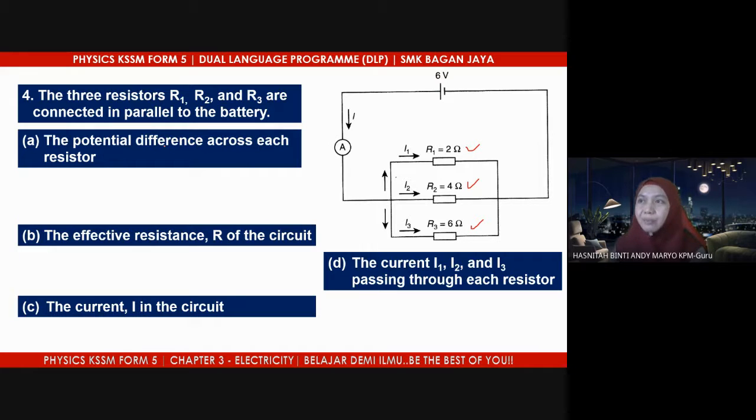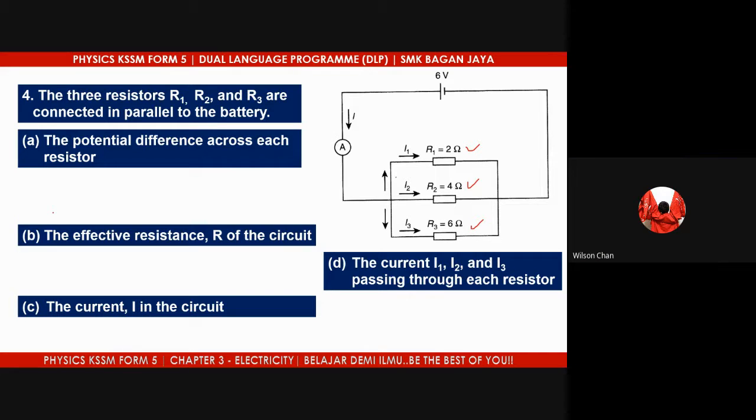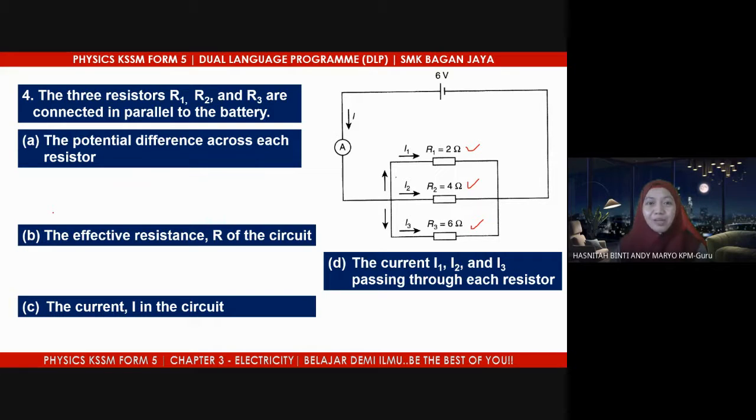How to find the potential difference across each resistor? Parallel. Do we need to calculate? No need to calculate. If here is 6 volt, all here will be 6 volt, 6 volt, 6 volt. For parallel, the voltage in each branch is the same as the main voltage supply. V is 6 volt. Why? Parallel arrangement.